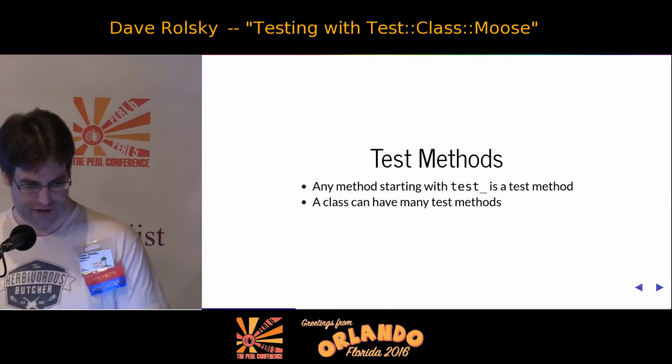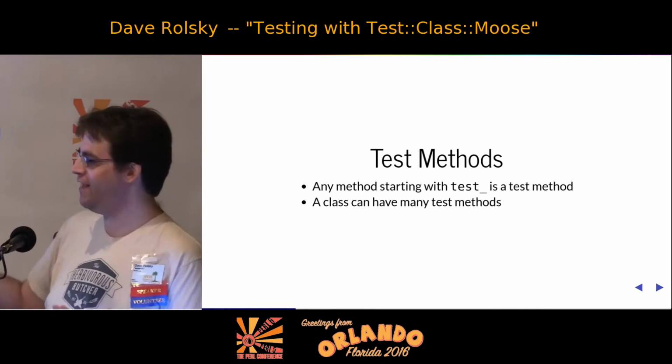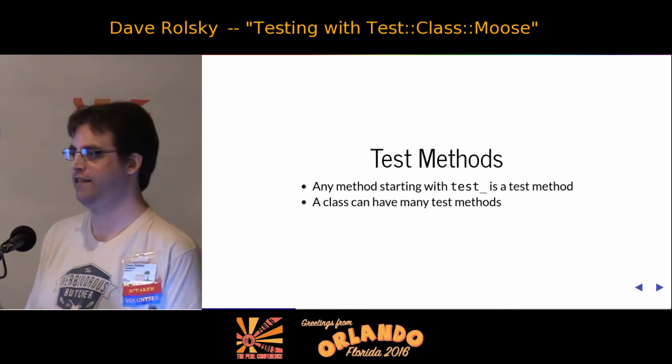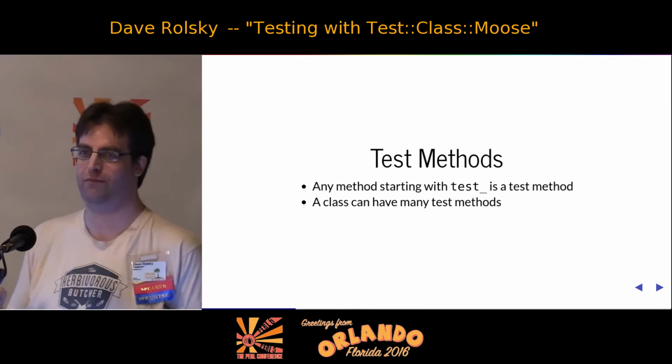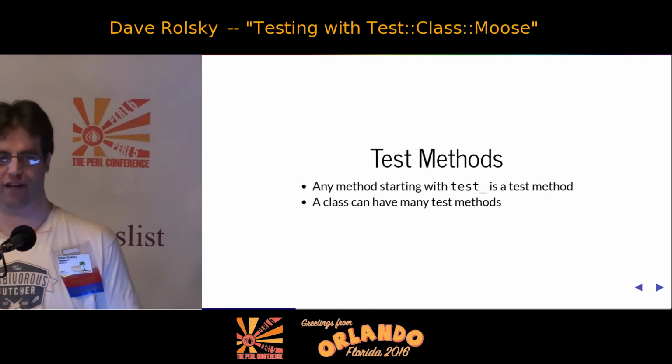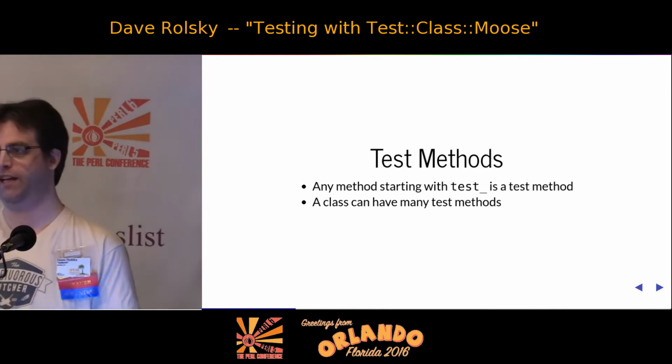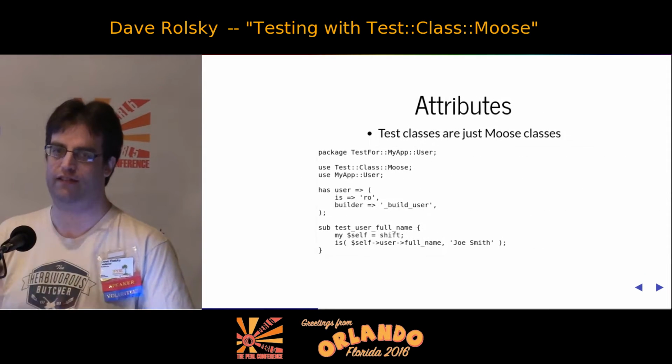So I think I already covered this. Any method starting with test underscore is a test method. You can also indicate to TestClassMoose that it's a test method with attributes, but Perl attributes are kind of crap. And a class can have many test methods. So you can have as many sub test_foo, test_bar as you want in a single class.